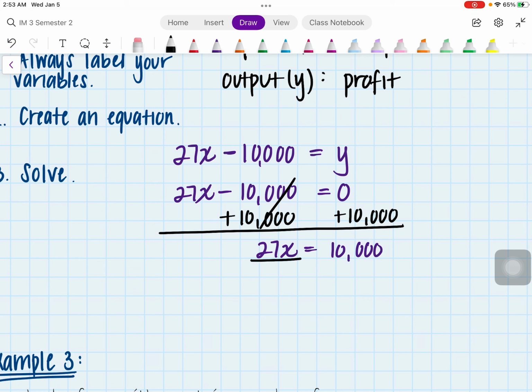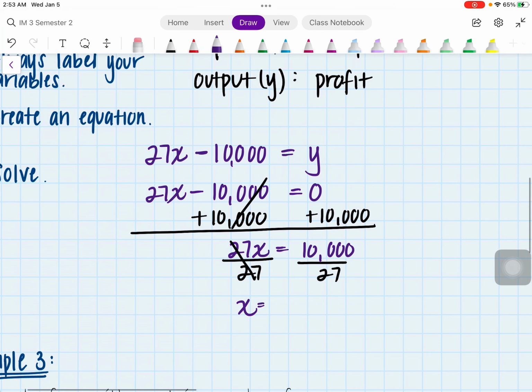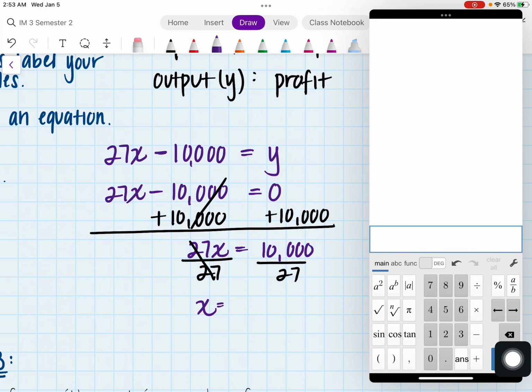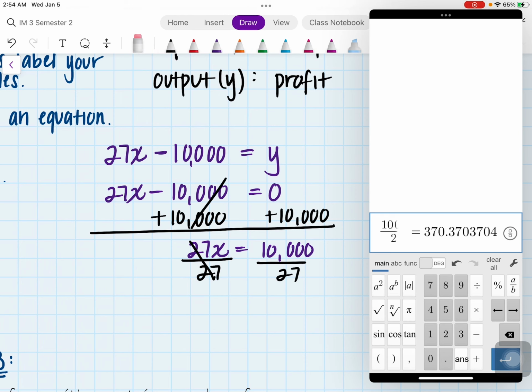All right. Next step for us in this case is to divide it by 27 because we want to leave our variable alone. So x in this case is going to equal, let's go ahead and check here. I got the calculator. Let's see. So I have 10,000 divided by 27. And that is going to give us approximately, x is about approximately 370.4.